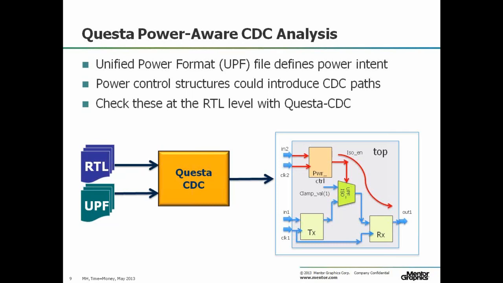So we have some power structures being introduced here. The introduction of those power structures can introduce further CDC paths. So we now have a path through the power controller, through the ISO cell, into the receive domain.